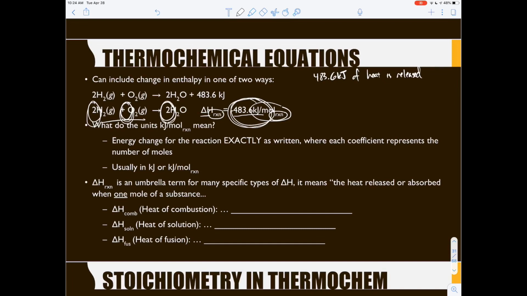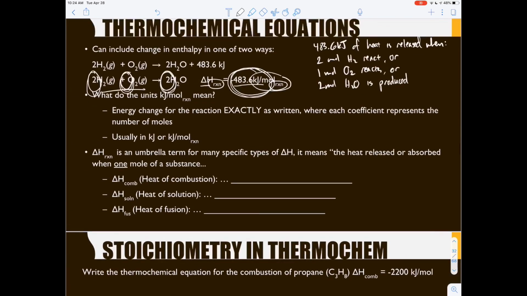So I'm going to write it over here. 483.6 kilojoules of heat is released when either 2 moles of H2 react, you could say with just the right amount of oxygen or even with excess oxygen, like if H2 is limiting, and 1 mole of O2 reacts, or 2 moles of H2O is produced. Okay? Sometimes this reaction part is not included, but it's the same thing. Okay, we'll do some examples of that in just a minute.